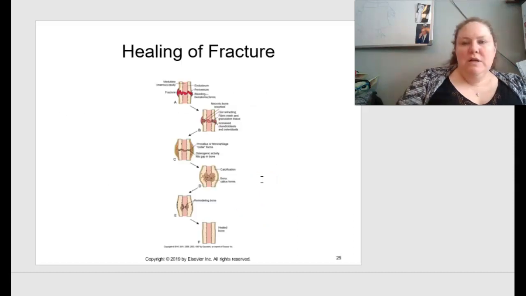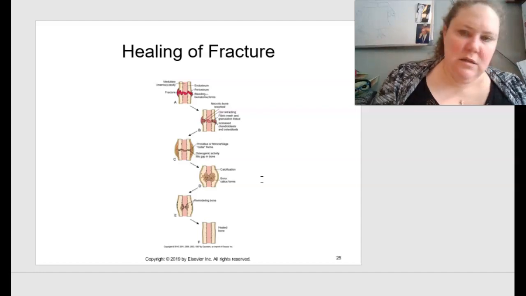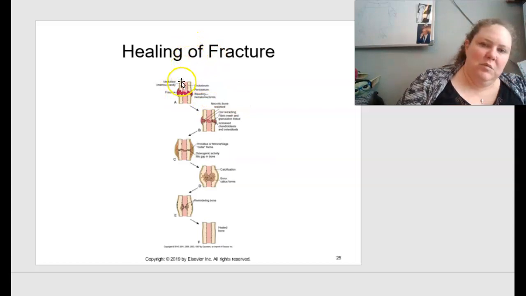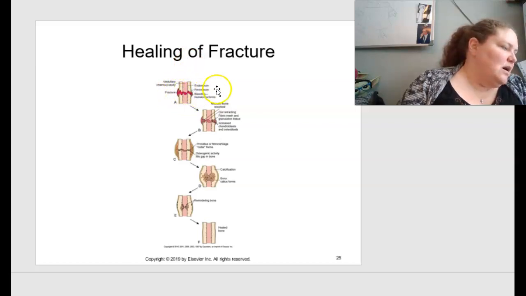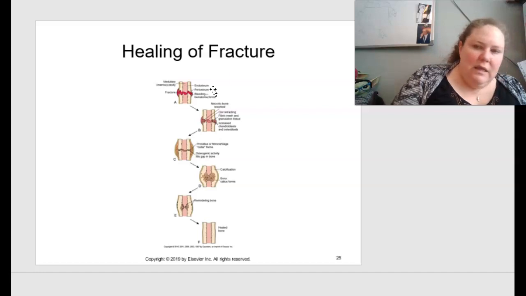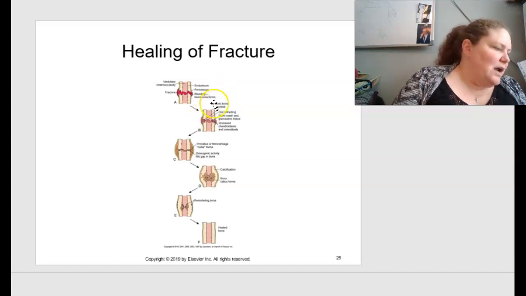So looking at figure 9.5 in your book on page 169, this is going to be the healing of the fracture. So up here in A, you can see that the pink in the middle is the medullary bone marrow cavity. Then you have the red zigzag line here, and that's actually going to be the fracture, okay? And what it shows here is the red is the bleeding, which is where the hematoma is going to form. And then down here, you have the necrotic bone being reabsorbed.